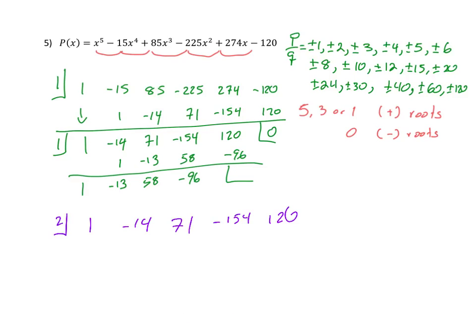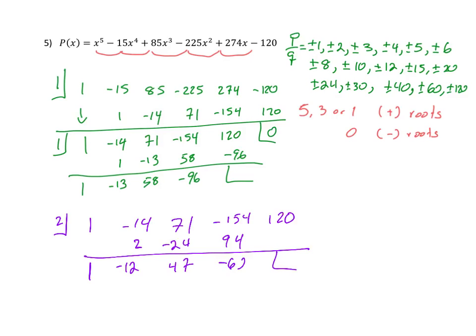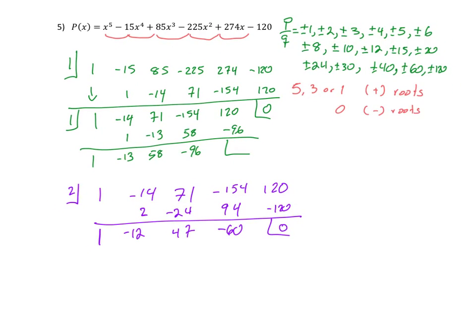So I'm using 2 to do my division. 1 times 2 is 2. Negative 14 plus 2 is negative 12. Negative 12 times 2 is negative 24. This is 47. 47 times 2 is 94. This is negative 60. This is negative 120. And this is 0. So I found my second zero. Again, I already traced the graph, and I know that there's no repeating zero, so I'm not going to check 2 again. I'm going to go to my next one.